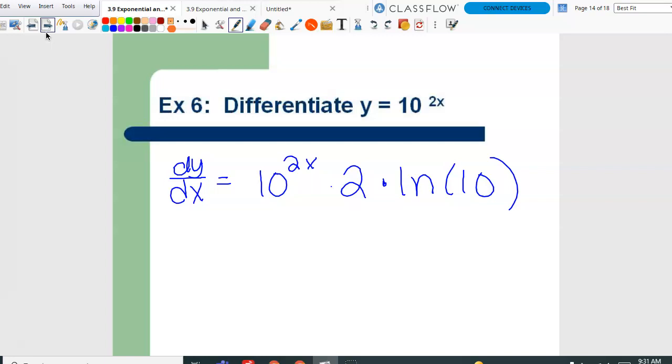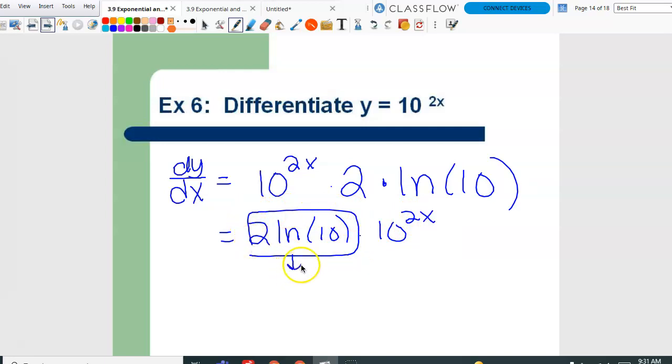Honestly, the only thing I would do, because I don't like the look of it, is move the 2 over. I moved it to 2 ln 10 times 10 to the 2x. Because again, in my mind, this is like the coefficient, because 2 ln 10 is really a number. And actually, technically, 2 ln 10 is really the ln of 100. Well, can't you do 20? No, that's not algebraic. Because of order of operations, it would be exponents before multiplication.